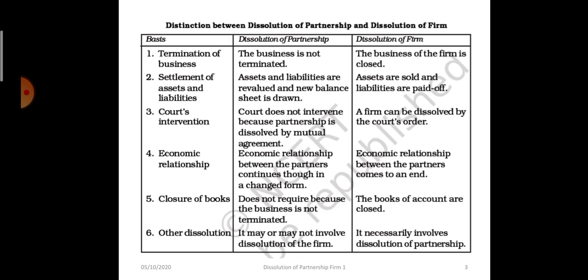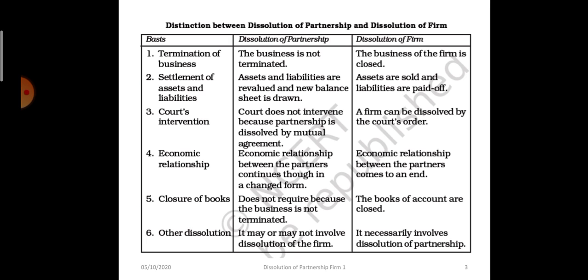Court's intervention. In case of reconstitution of partnership or dissolution of partnership, the court will not interfere. Whereas in dissolution of partnership firm, in certain circumstances the court will intervene, or the firm will be dissolved under the court's order.